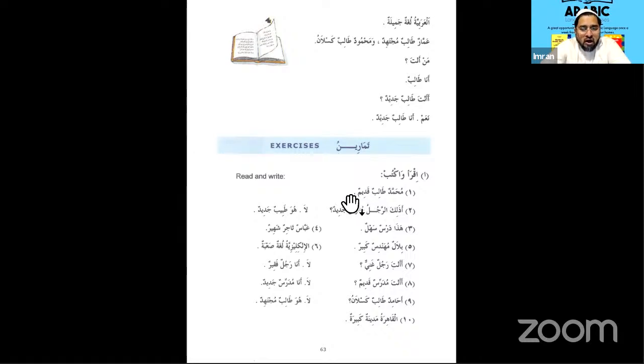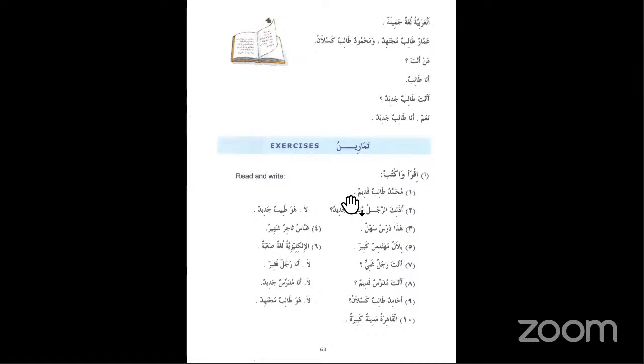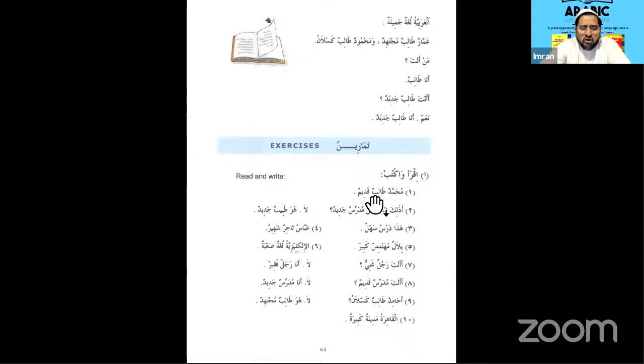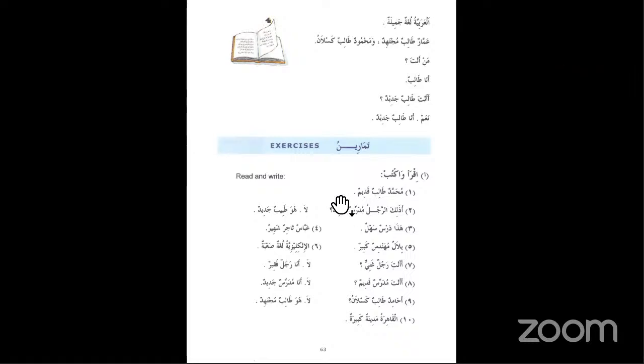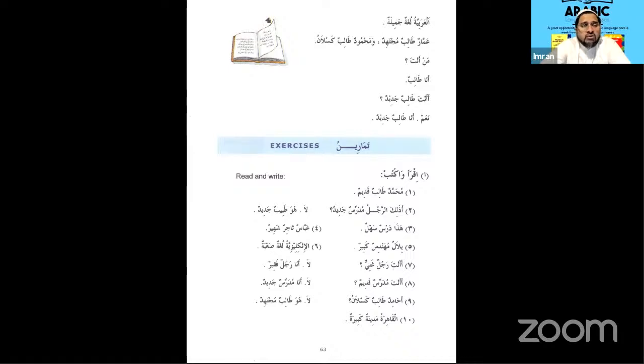So what I need to do, I could say Muhammad, the old student, is hardworking. Sorry, let me change it. Muhammadun at-talibu al-qadimu mujtahidun. Mujtahidun is without alif lam and it becomes the predicate. So the translation: Muhammad, the old student, is hardworking. Shall I repeat this again, everything?